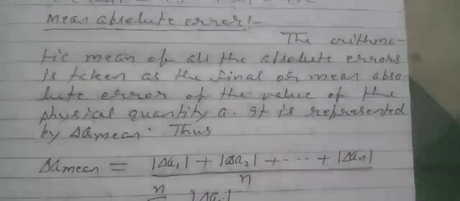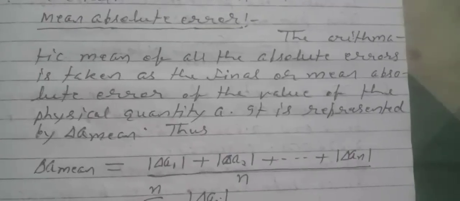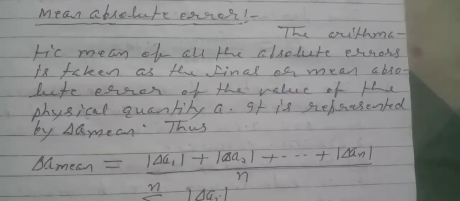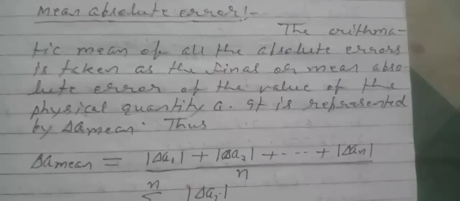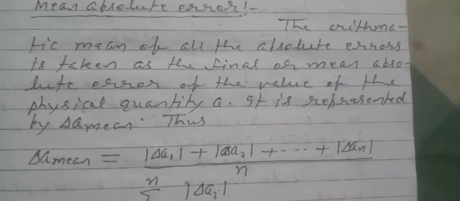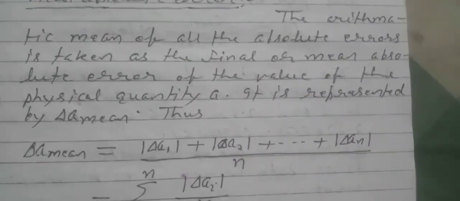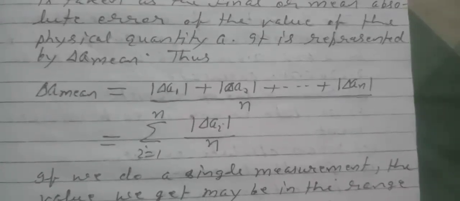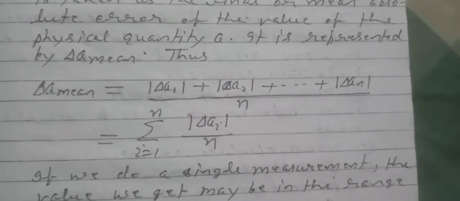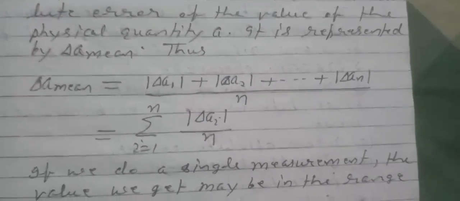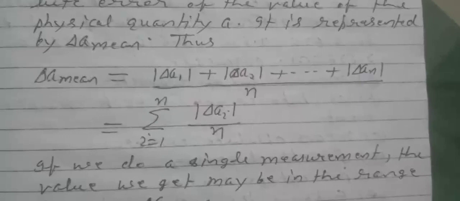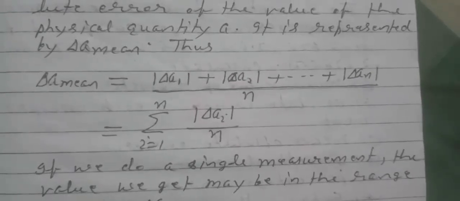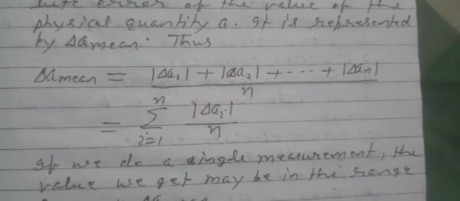Mean absolute error. The arithmetic mean of all the absolute errors is taken as the final or mean absolute error of the value of the physical quantity A. It is represented by delta A mean. Thus, delta A mean equals (mod of delta A1 + mod of delta A2 + ... + mod of delta An) divided by n, equals sigma i equals 1 to n, mod of delta Ai by n.